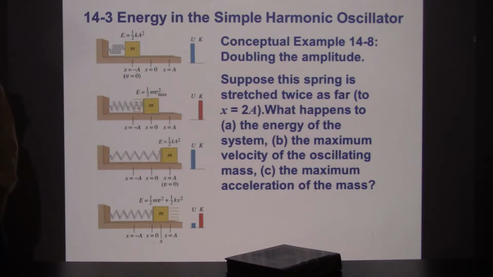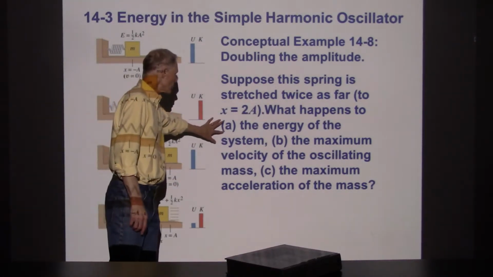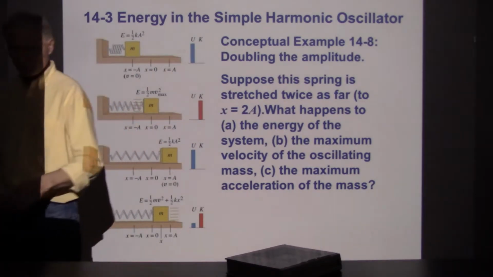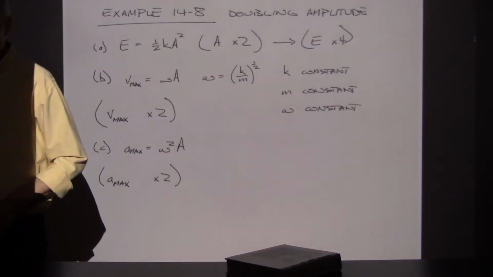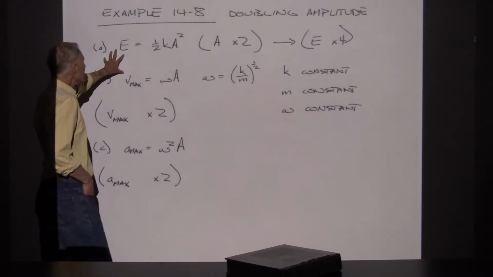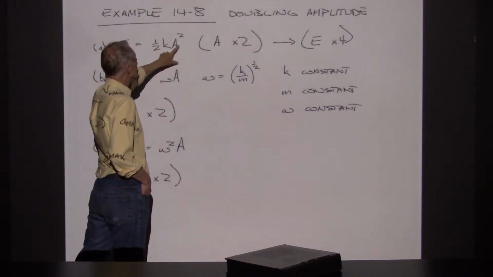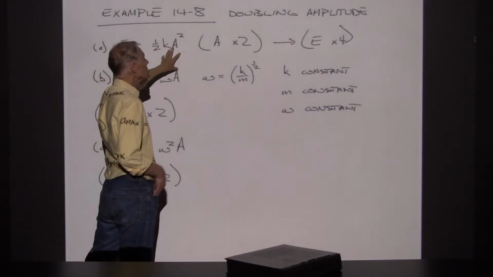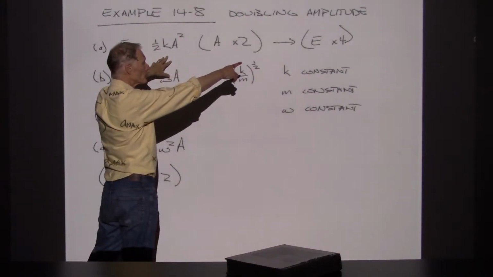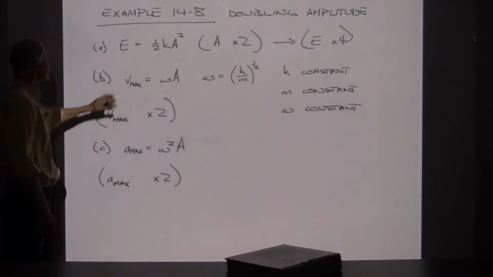It does not. And so if we double the amplitude, what's going to happen to everything? What we find is, the energy of oscillation is 1/2 K A squared. Well, if I double the amplitude, that factor of 2 will get squared. That's going to be 4 times the energy. So twice the amplitude represents 4 times the energy.